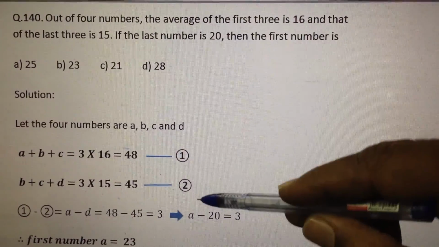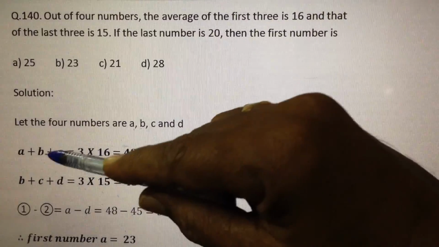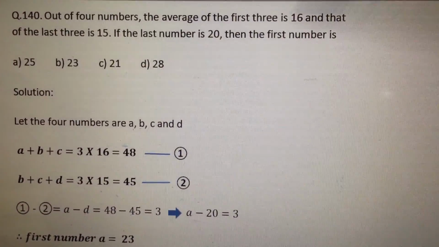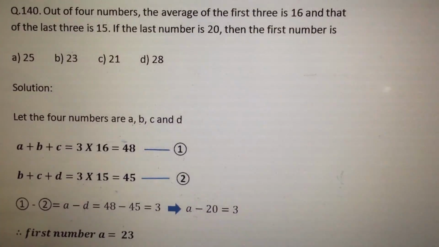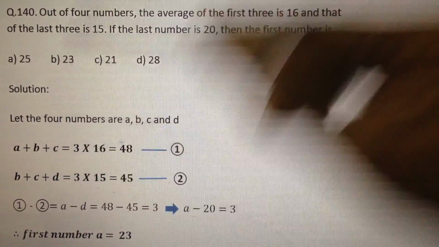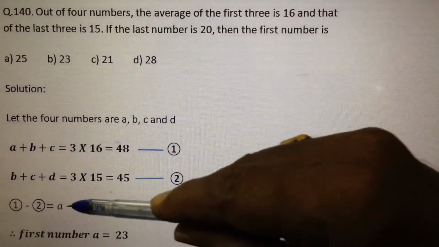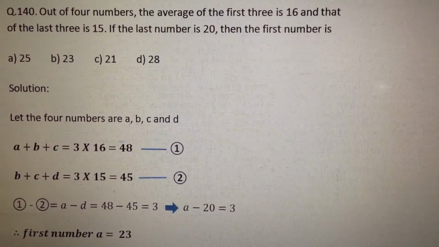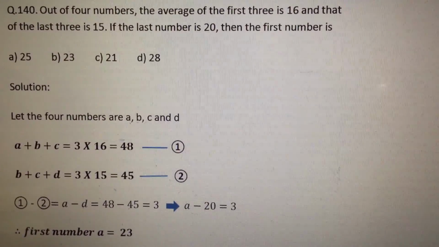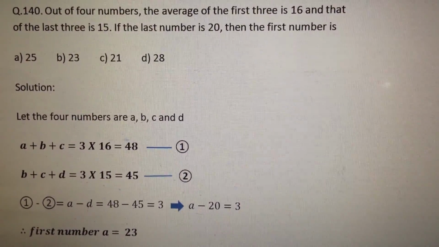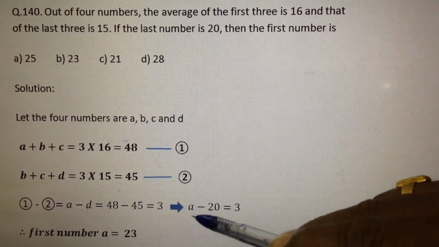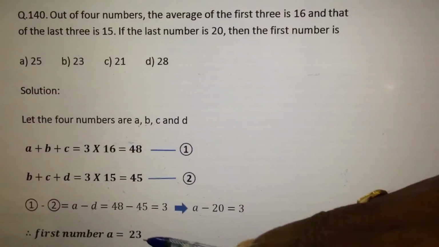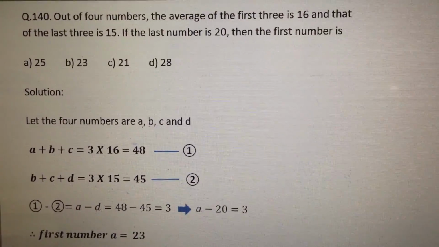Now 1 minus 2 gives A plus B plus C minus B minus C minus D is equal to 48 minus 45. B and C get cancelled. Therefore, A minus D is equal to 48 minus 45, which is equal to 3. And we know the value of D, that is the last number, which is 20. Therefore, A minus 20 is equal to 3 and A is equal to 23, which is the first number.